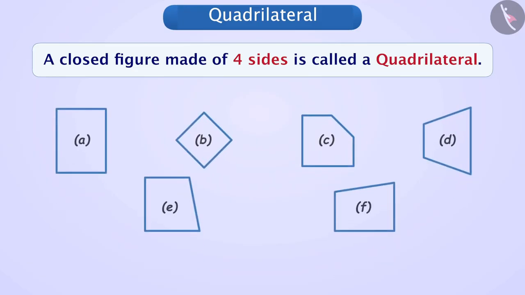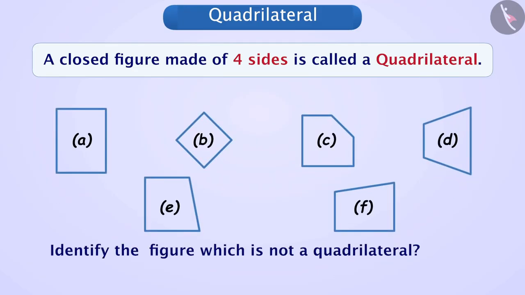Observe the given figures. Among these, one figure is not a quadrilateral. Can you tell me which one? Think for a while. Absolutely true. Figure C is not a quadrilateral.